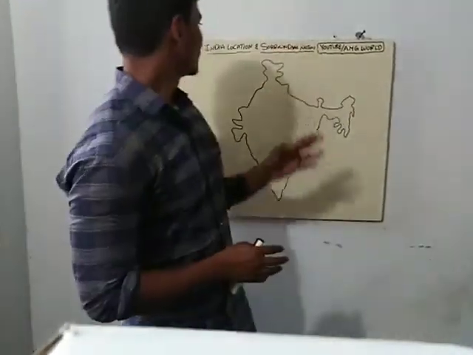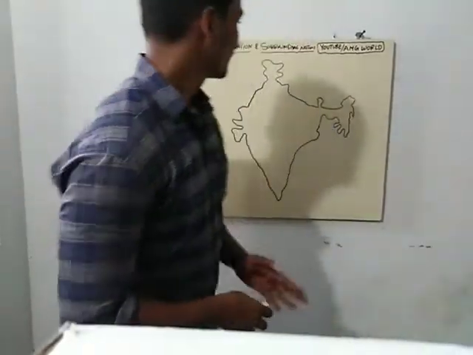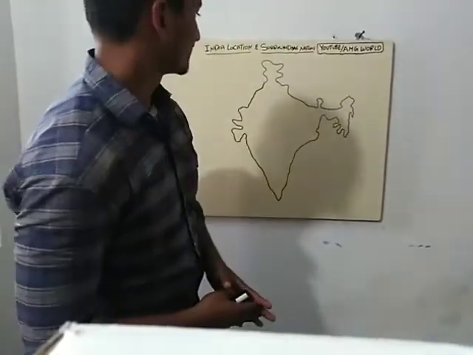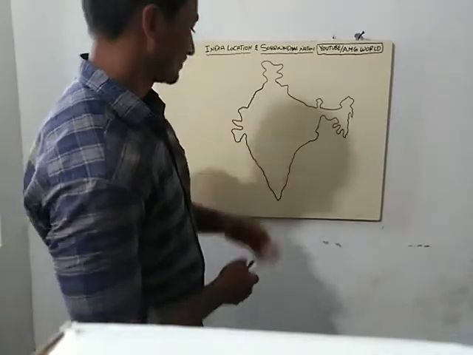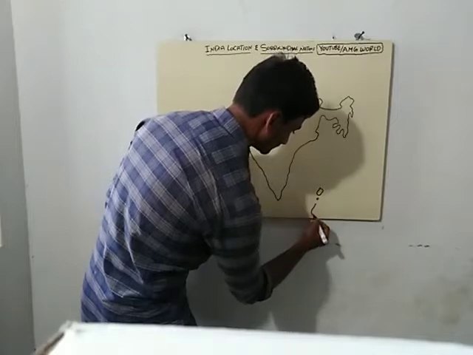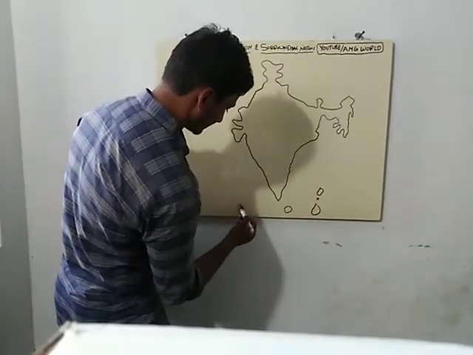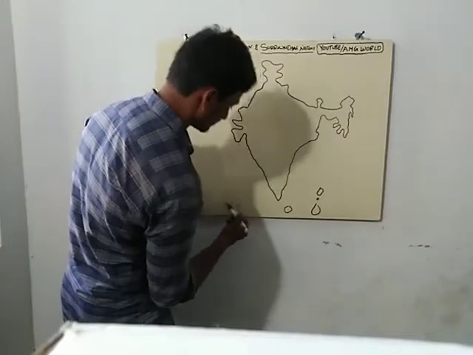Here our topic is India's location and surrounding nations. Here is the diagram of India, and I forgot to draw the highlights. Here the Andaman and Nicobar Islands will come, and here Sri Lanka, and some islands called Lakshadweep.